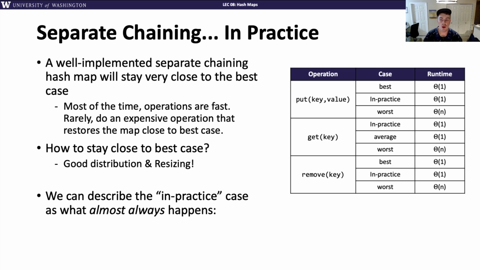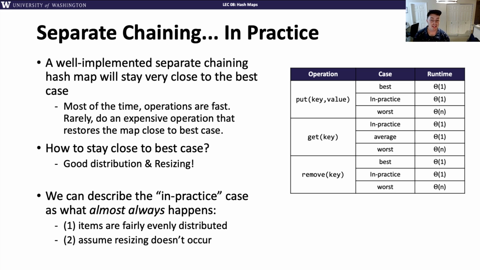Now, this in-practice case is going to describe what almost always happens in our hash map in practice. The items are going to end up being fairly evenly distributed, and our resizing to make sure that the buckets aren't getting too long is not going to happen too often. We're going to assume in our in-practice case that's usually not happening. This is similar to something I'm going to just call out real quick called amortized analysis. We are not going to do that in this class. It's very interesting, but it's a little complex, and we are not going to focus on that.